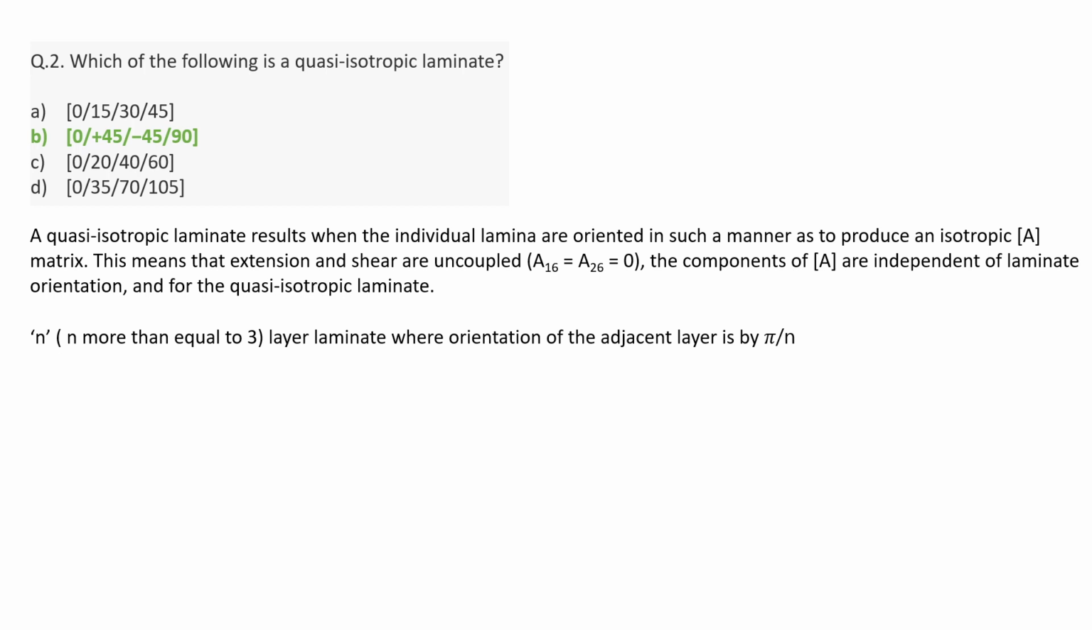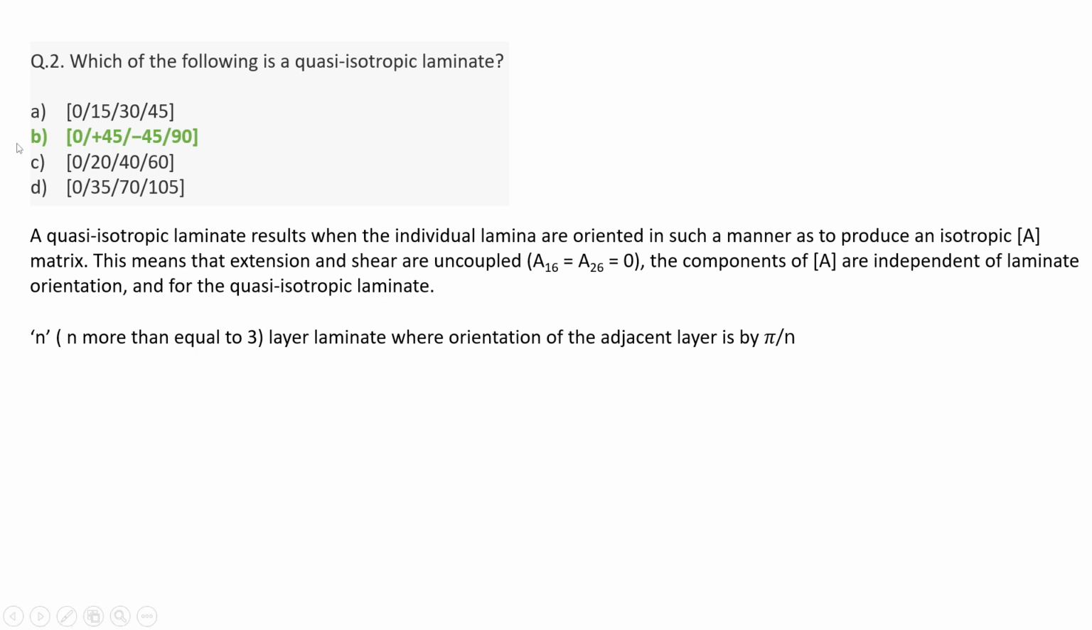And another way of finding out whether it is a quasi-isotropic laminate is, if there are n laminates, then the orientation of the adjacent layers will be pi by n. And this n has to be greater than or equal to 3. So here, in all the options, the number of layers is 4. So if you divide pi by 4, it gives 45. So any of these sequences where the orientation of the adjacent layers differs from each other by an angle of 45, that will be the correct answer.